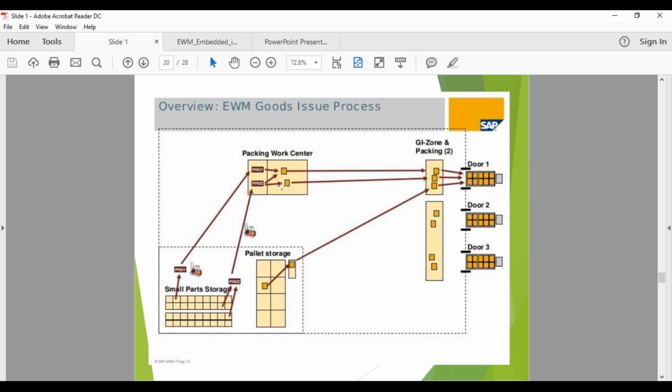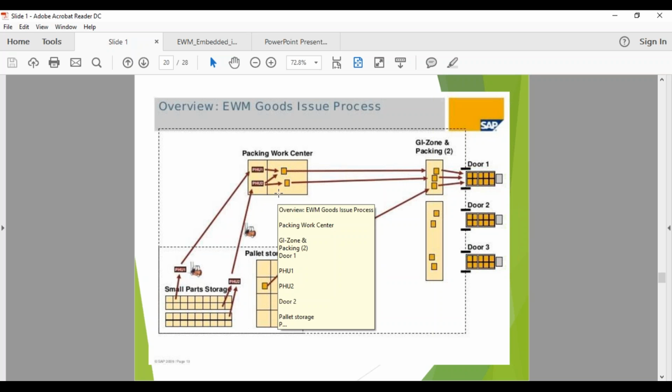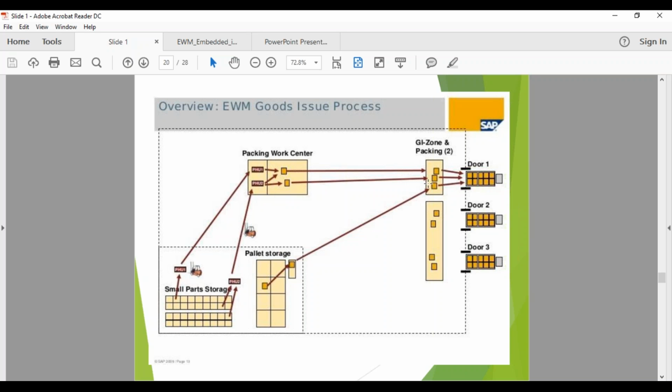Once the packing is done, or else per the customer specific requirement in the packing specification, we'll discuss when we come to the packing specification how it works, what all will be there in it, and how the system will determine all those things. From here it will be placed into the GI zone. This is a multi-step process. So the outbound delivery process will look like this.